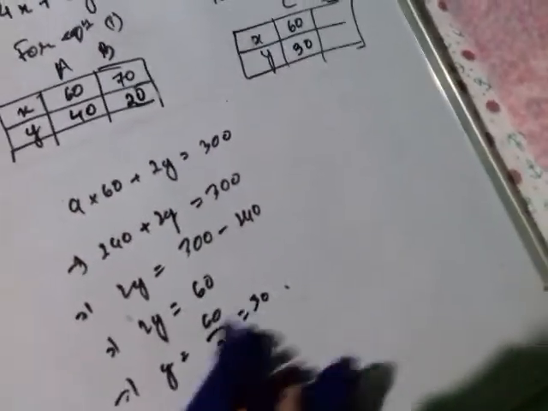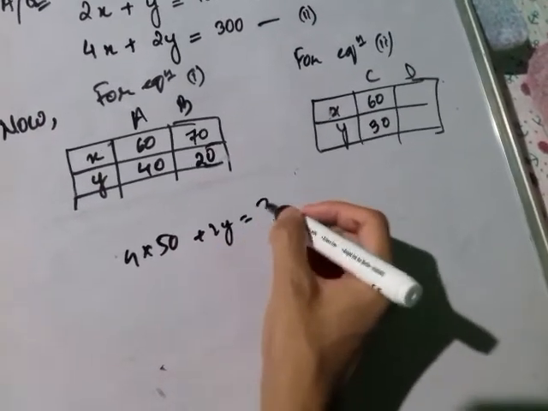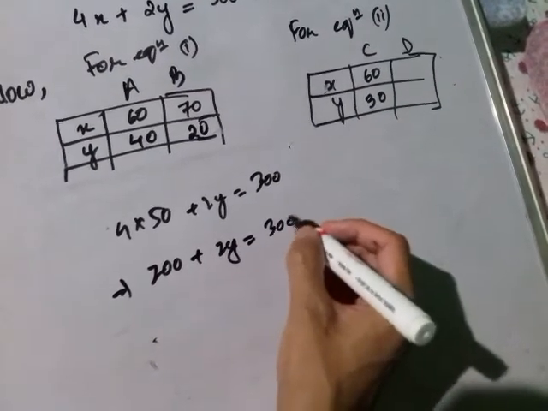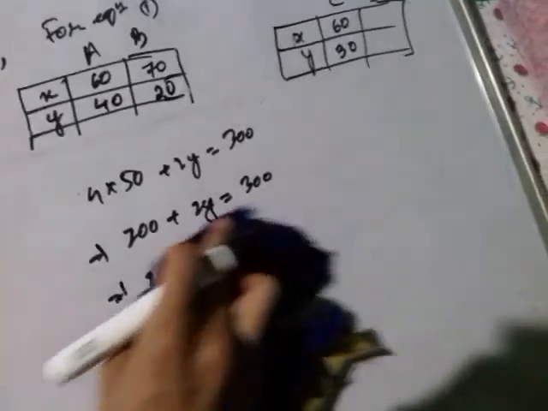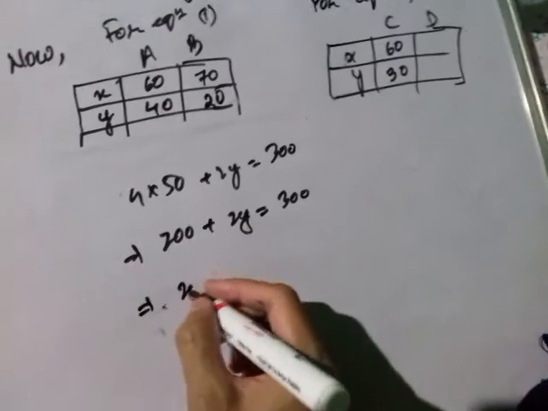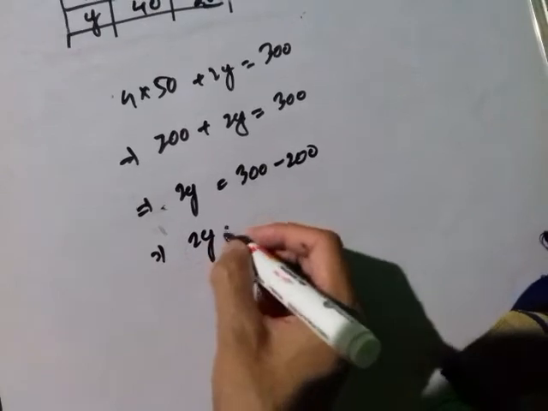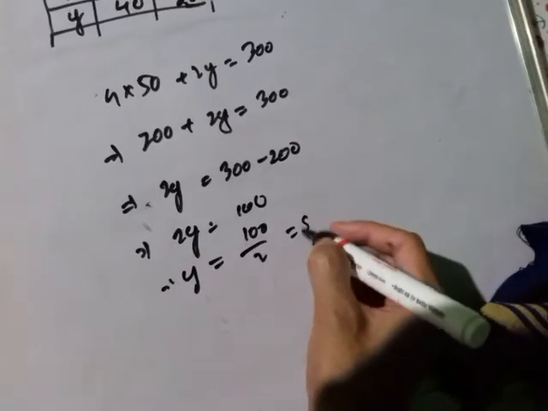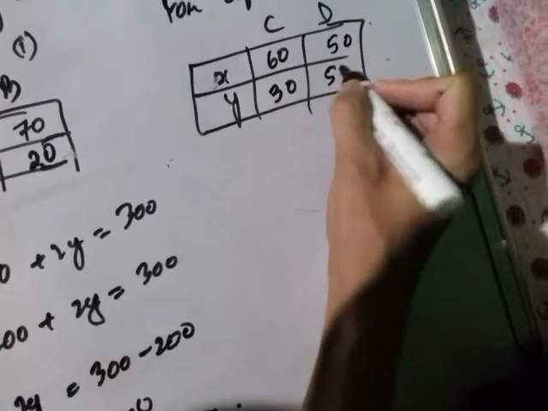So next, if you take x as 50, okay, 4 into 50 equals 200, so 200 plus 2y equals 300. 2y equals 300 minus 200, how much? 100. So y will be 100 by 2, that means 50, no? So if you take x as 50, y also will be 50.